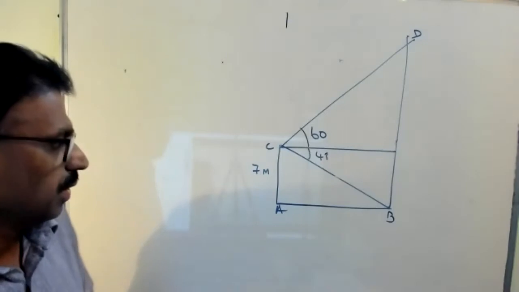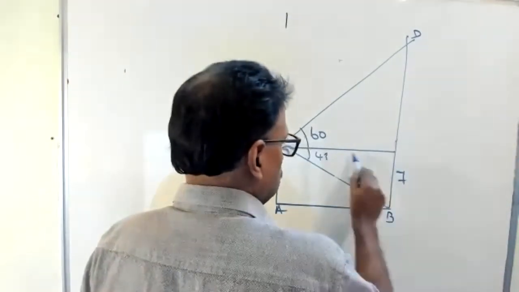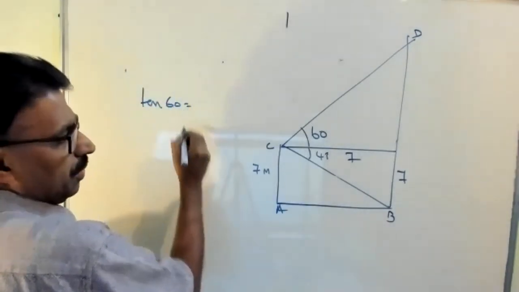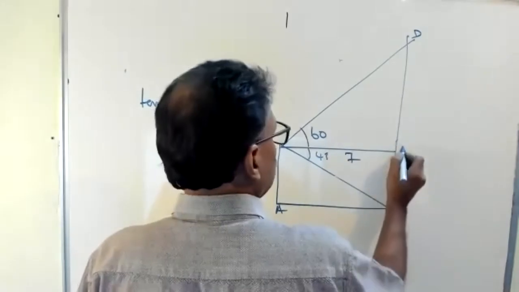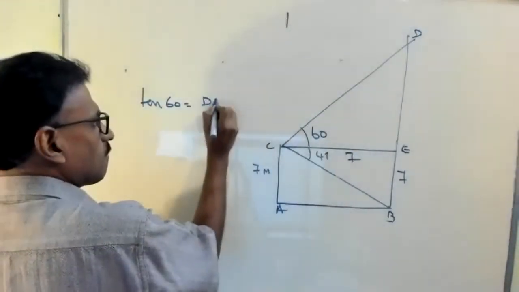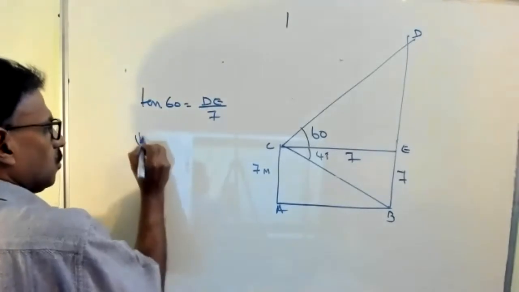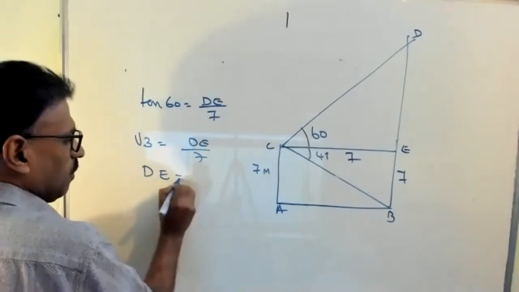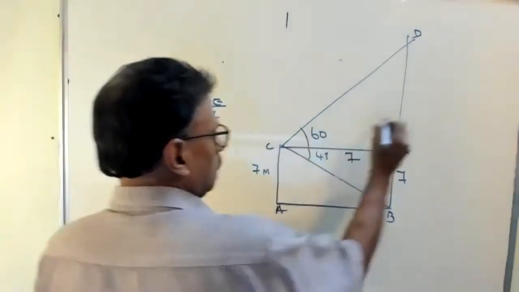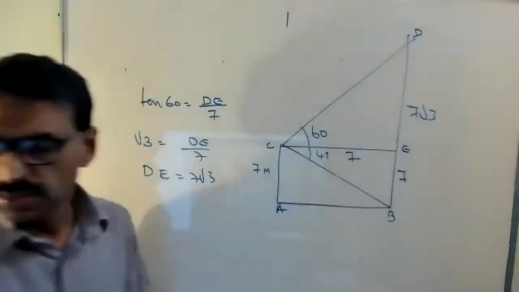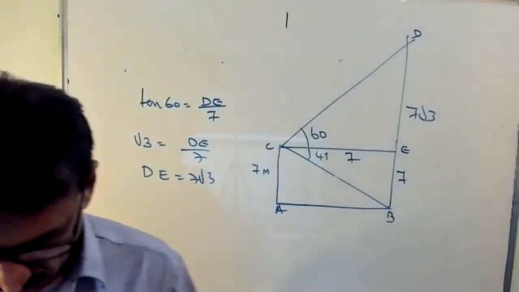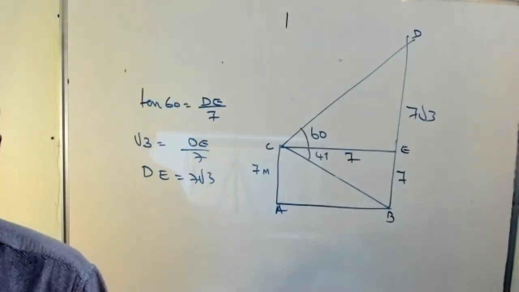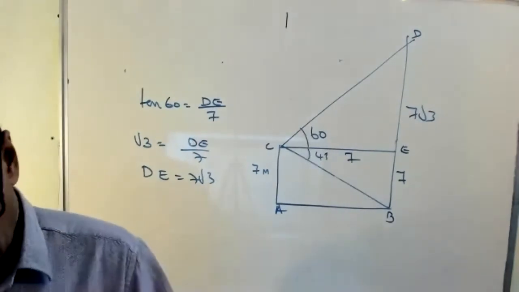Okay, look, this is 7. This is also 7. Tan 60 equal to DE divided by 7. Root 3 equal to DE by 7. DE equal to 7 root 3. That means the height is 7 plus 7 root 3. Correct or no? Like the same type of question we did, 60 plus 60 root 3. Same question. Okay, this is enough today.